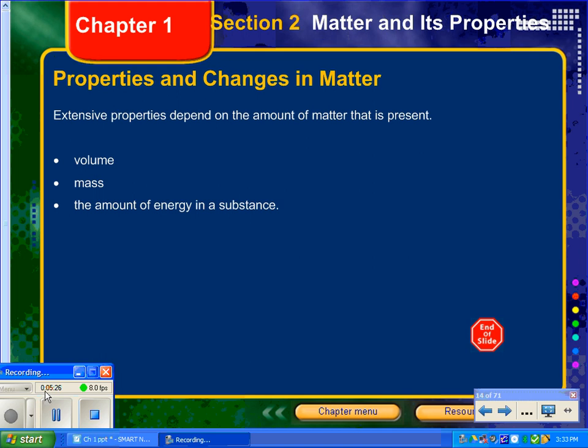Extensive properties will generally have some kind of number involved. So 1 gallon of water, 1 cup of water. It doesn't matter how much you have, it's still water.